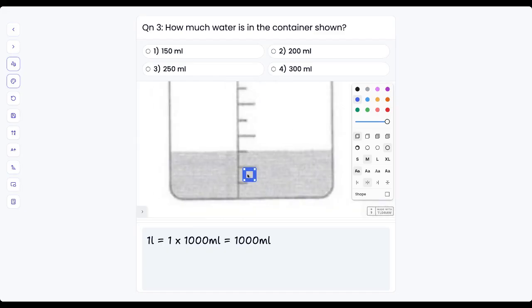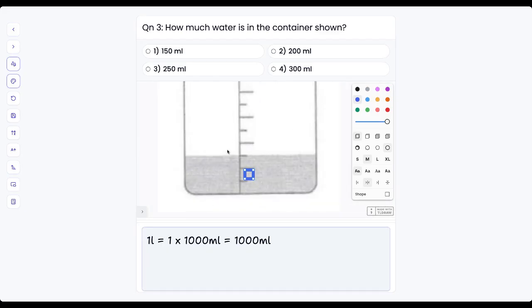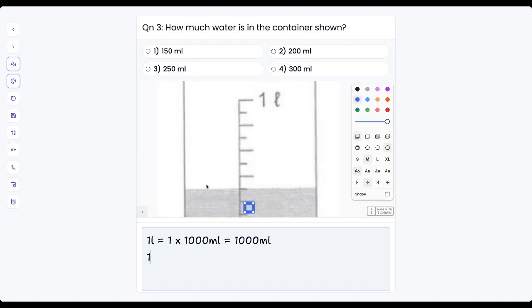So there are 10 gaps in this. Over here, we have 10 gaps before 1 liter. So 10 gaps is equal to 1000 milliliters. So 1 gap is equal to how many milliliters? So 1000 divided by 10, this will give us 100 milliliters.